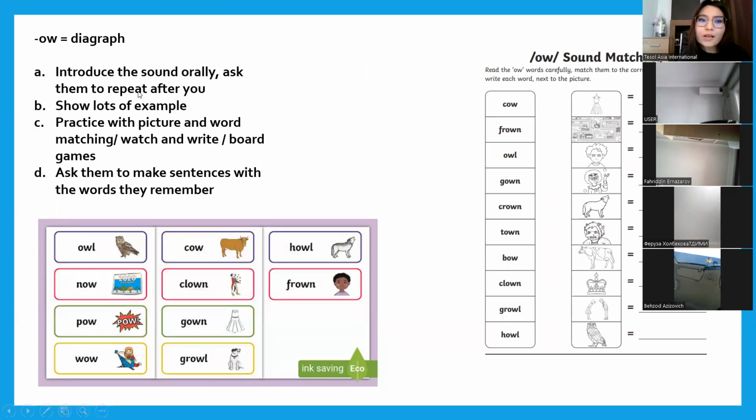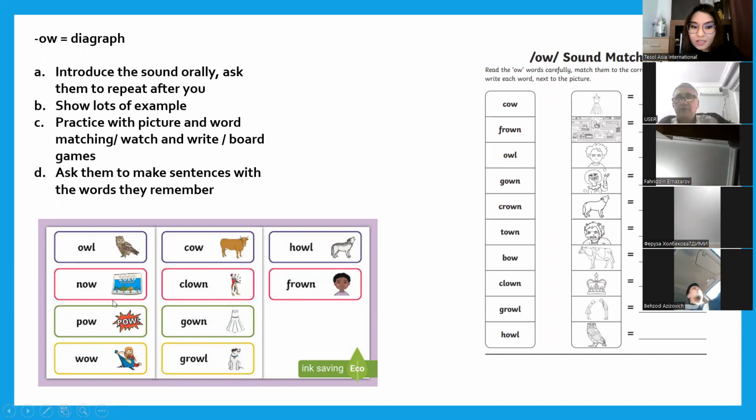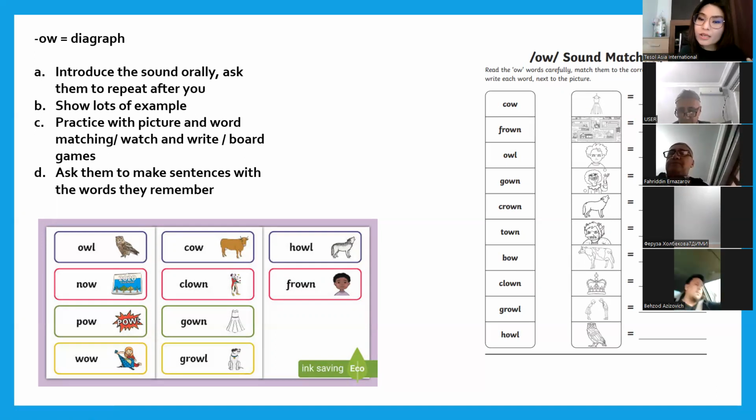Introduce the sound orally, ask them to repeat after you, that very sound, ow, ow. And show lots of examples as you see on the screen. Ow, now, pow, wow, cow, clown, gown, growl, howl, frown. One by one, of course. And then practice with picture and word matching. You can cut this into 2 and you can ask them to match pictures into words. And while matching as well, they remember how you pronounce them and they consolidate their understanding in their mind.